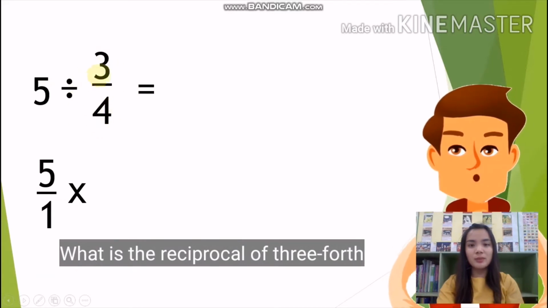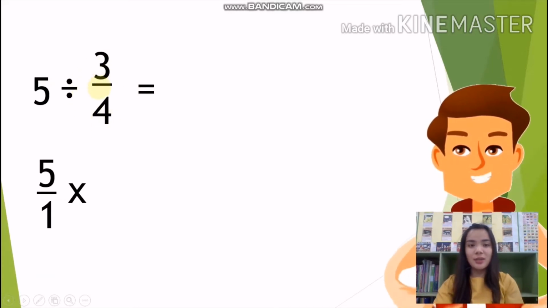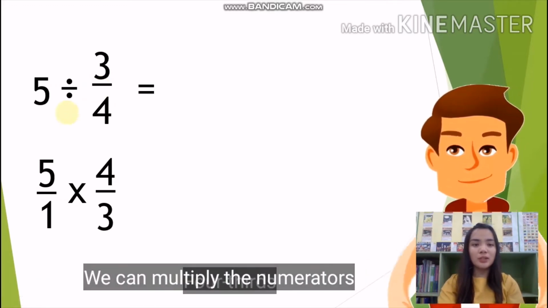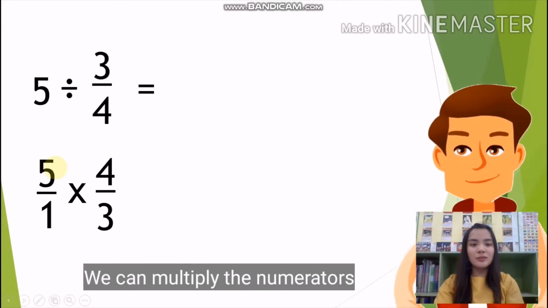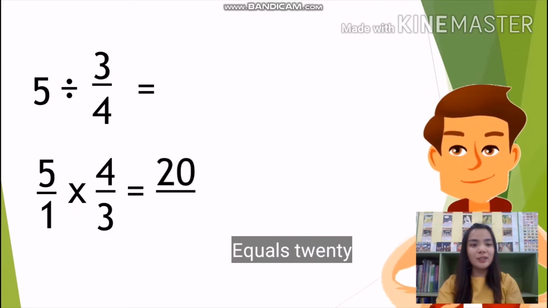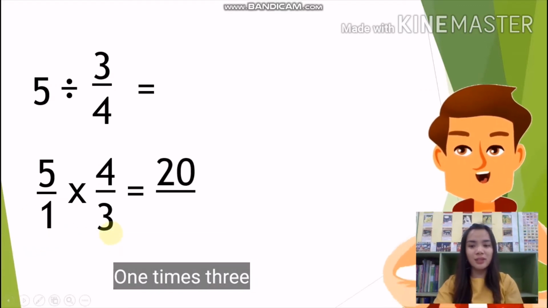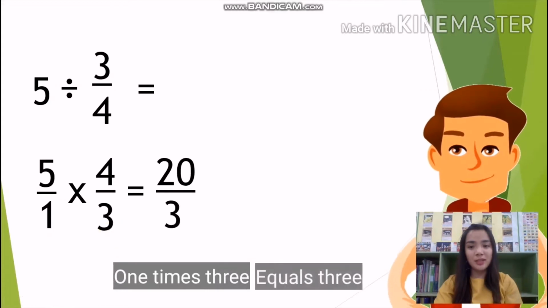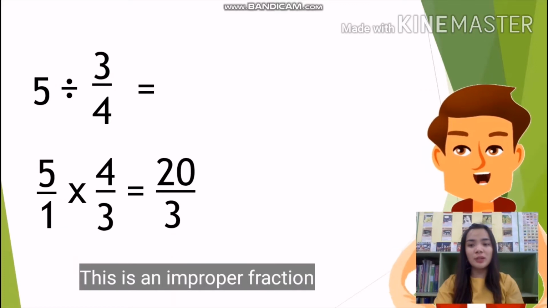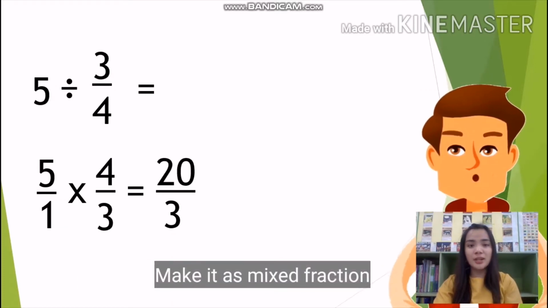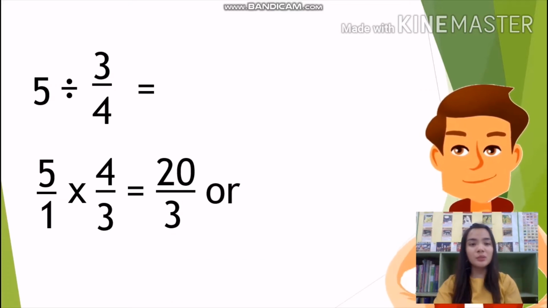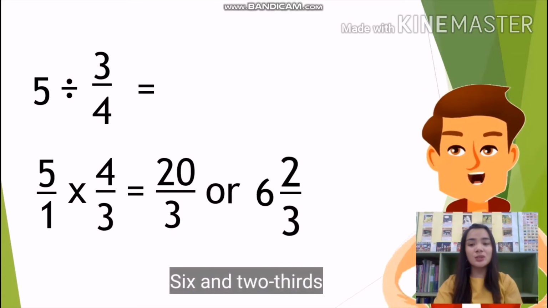We're just going to flip this following fraction. So we have 4/3. Now we can multiply our numerators. So 5 times 4, that is equal to 20. Very good. Then 1 times 3, that is equal to 3. Since this is an improper fraction, we're going to simplify it or make it a mixed fraction. So 20 all over 3, or we have 6 and 2/3.